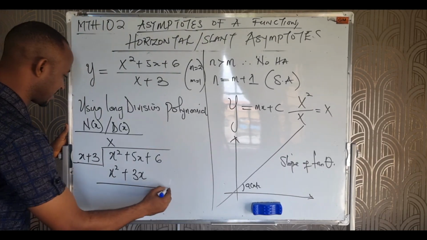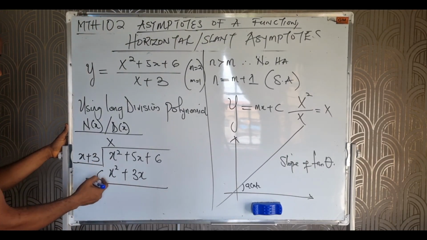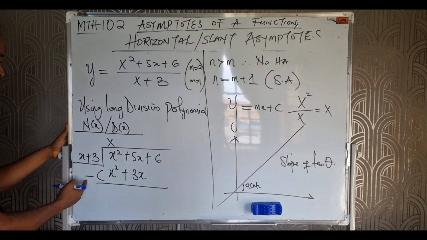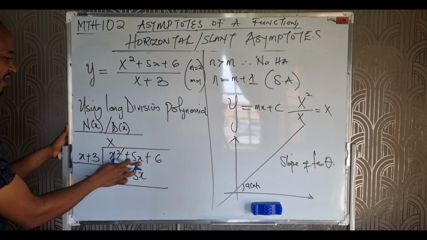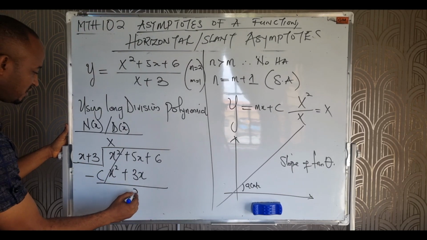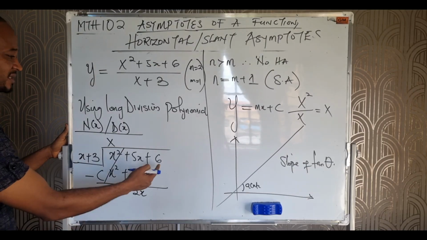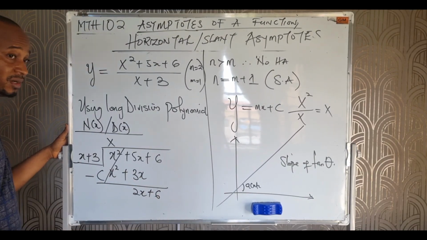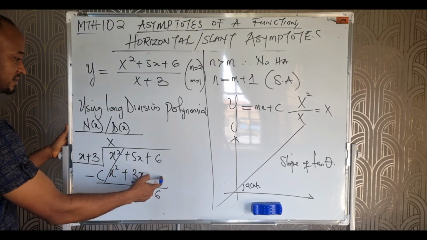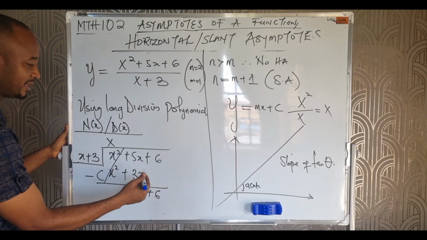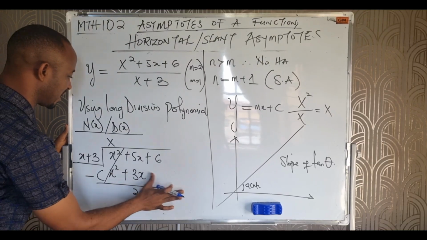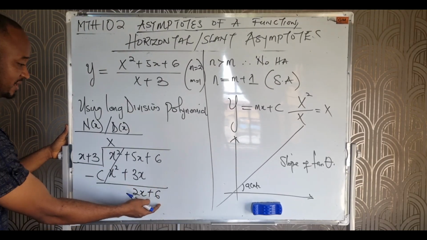After multiplying, we subtract this and this. So subtract the whole of this from this, right? So x squared minus x squared is 0. Here we are left with 5x. 5x minus 3x will give us 2x. 6 minus 0, or minus nothing, will give us plus 6. So 6 minus 0 is 6, or we can just say bring down the 6.